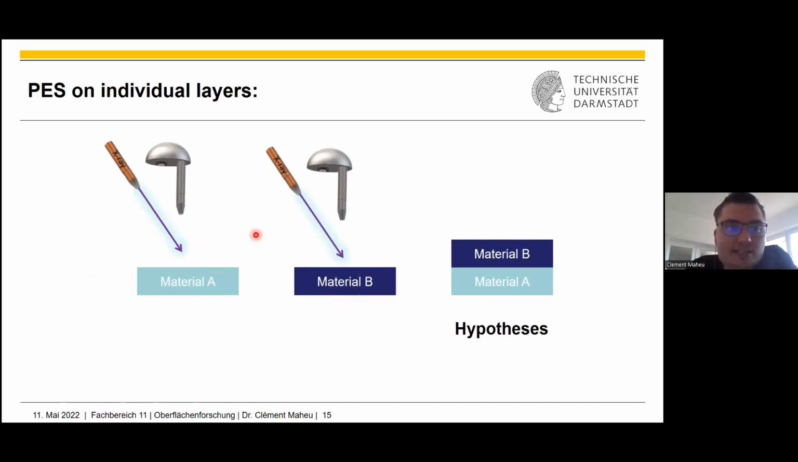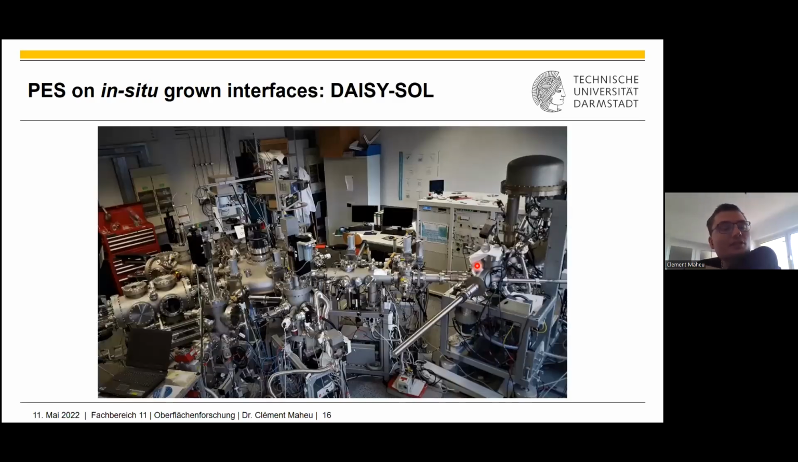So as I said, this is the most common technique and the easiest one. Everybody can use it as long as you have access to a XPS machine. But the main drawback is that then you need to do some hypothesis to what is happening at the interface. And if, for instance, you have some chemical reaction at the interface, then the interface energetics are completely different. So to do that, you have another strategy, which is basically to grow some interface directly in a machine and to analyze it with photoelectron spectroscopy.